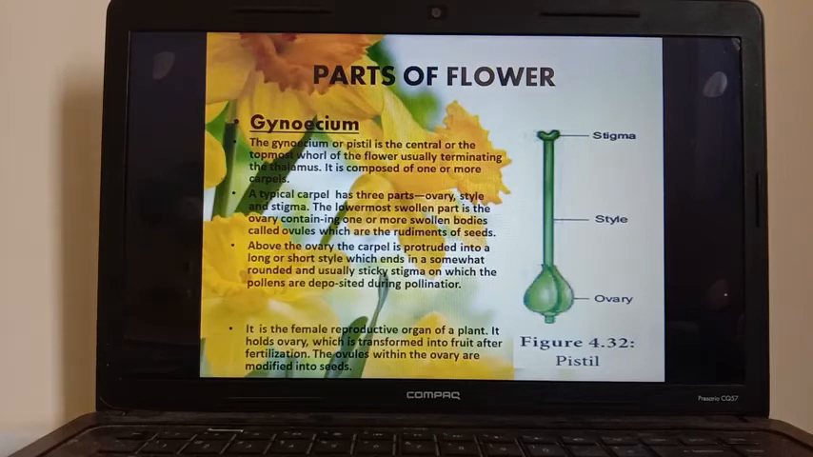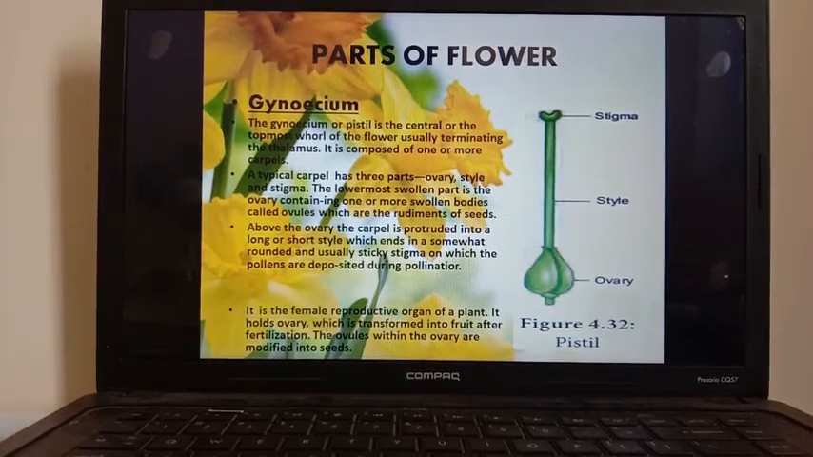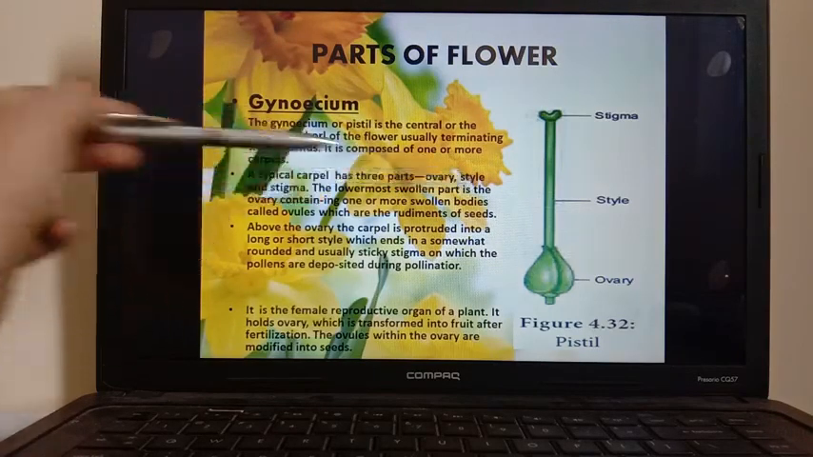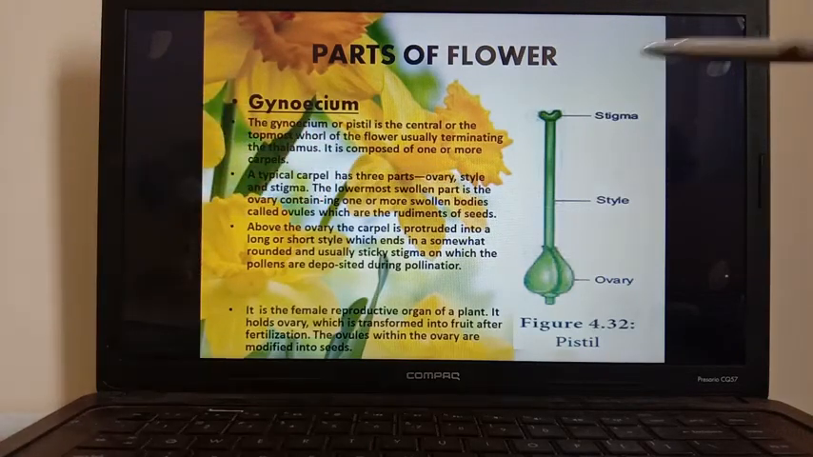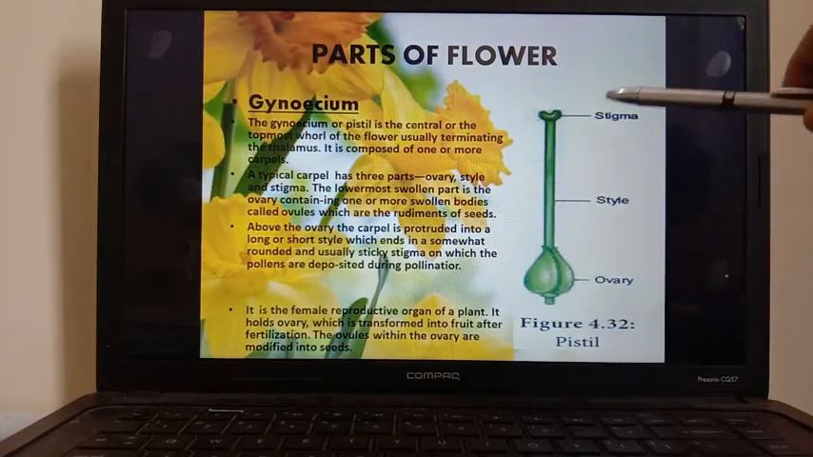So the gynoecium or pistil is the central or topmost whorl of the flower, usually terminating the thalamus. It is composed of one or more carpels. So carpels together form the gynoecium or pistil, the collective form. The typical carpel has three parts. Already I have told you: ovary, style and stigma. In the diagram you can see this is the single carpel structure.